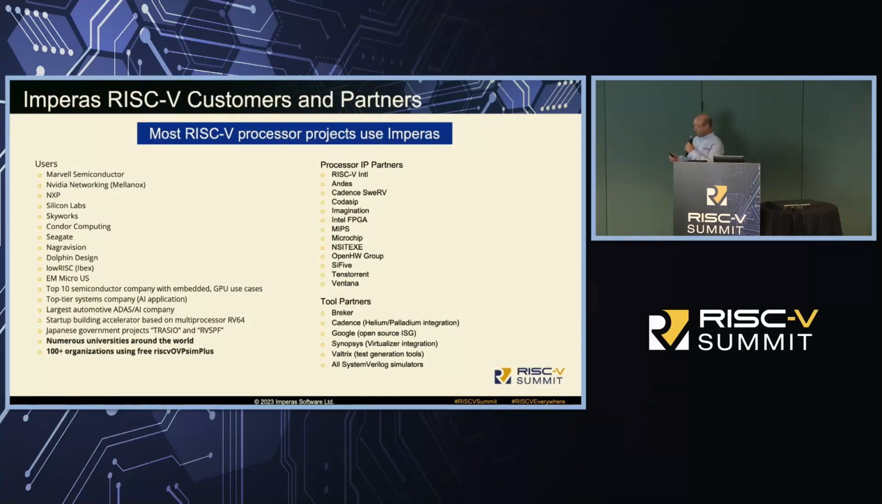So I said we see most projects. So we've got a nice customer list there. We've got a list of processor IP partners. We've got tool partners. In the bottom left, there's this thing called RISC-V OVP Sim Plus. It's a free instruction set simulator that we provide, and there are more than 100 organizations using the free tools, plus our commercial partners. So there's something like over 150 different RISC-V projects that we've seen.